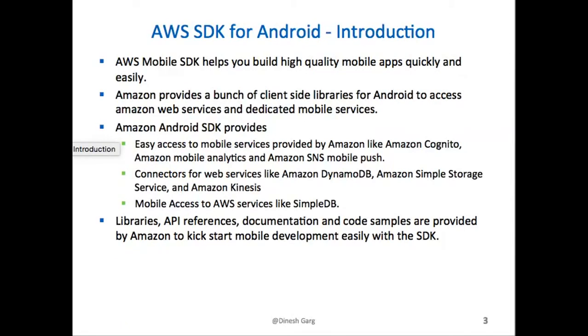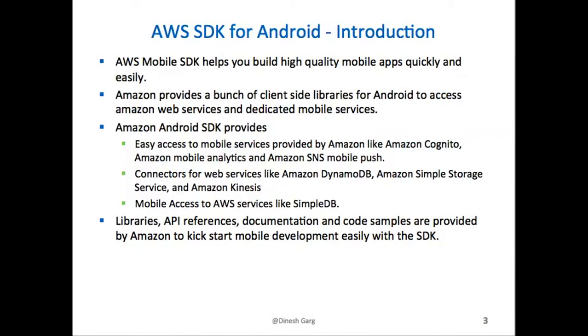So, what is AWS SDK for Android? It's basically a bunch of libraries and API references that come with documentation and some sample code that really helps a mobile developer to easily kickstart their development of the mobile application. As I said, it provides a bunch of client-side libraries to access AWS services as well as the dedicated mobile services provided by AWS.